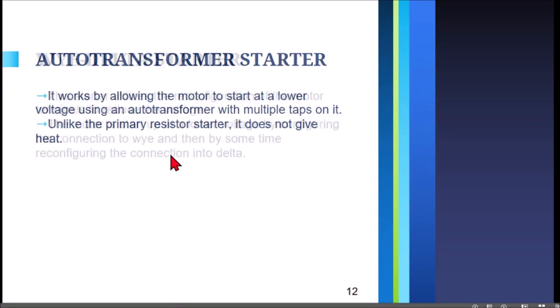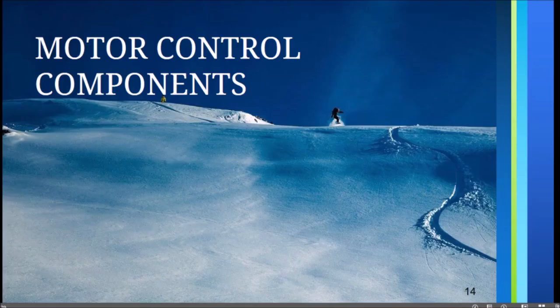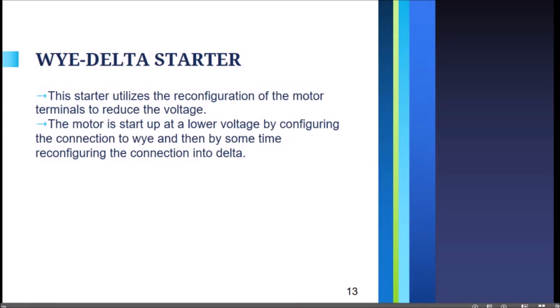Okay, next we will go to the Y delta starter. This starter utilizes the reconfiguration of the motor terminals to reduce the voltage. The motor is started at a lower voltage by configuring it in a Y connection, and then after some time reconfiguring it into a delta connection.